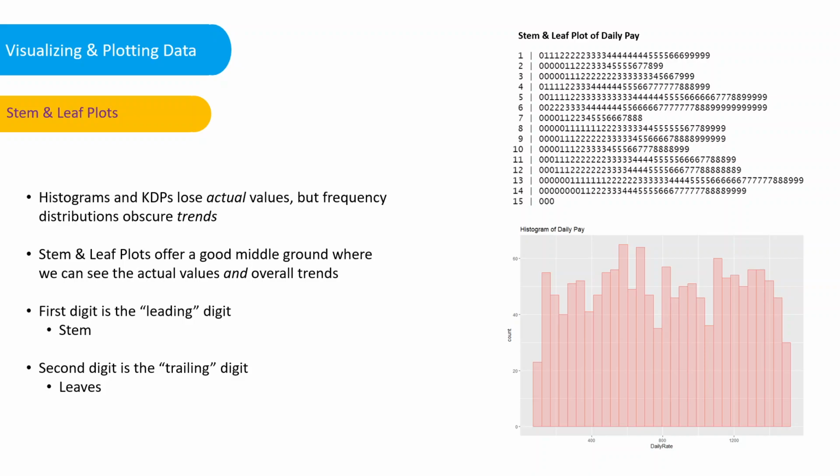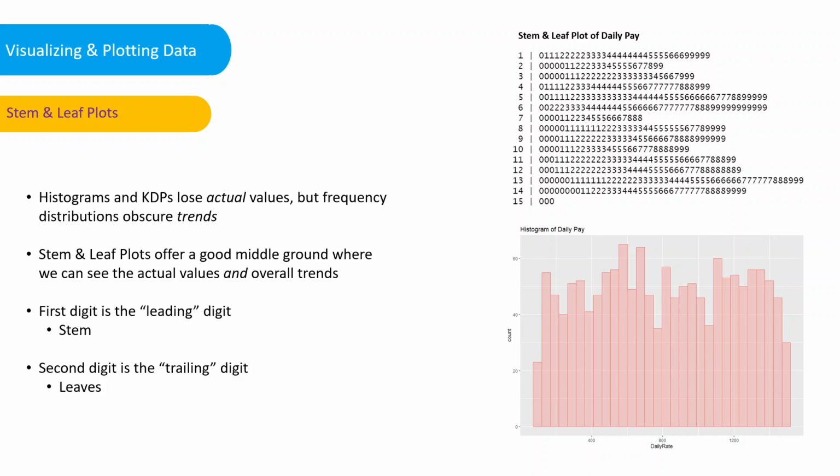If you look at the stem and leaf plot up here, it corresponds to what we see in our histogram down here. If you tilt your head and look at the stem and leaf plot sideways, it looks like a histogram flipped over on its side, but we can see the actual values that occurred. The way you read stem and leaf plots is that the first digit is the leading digit, what we call the stem, and the second digit is the trailing digit, or the leaves.